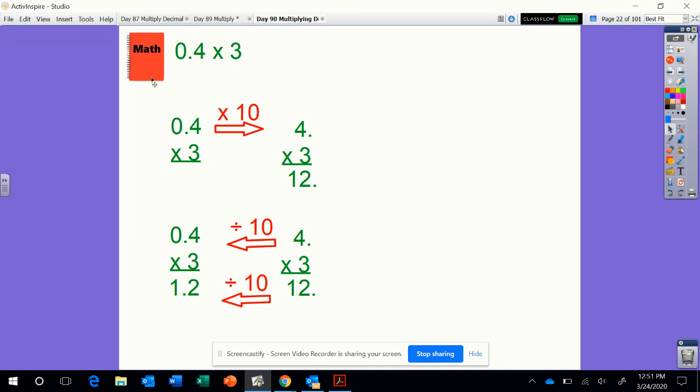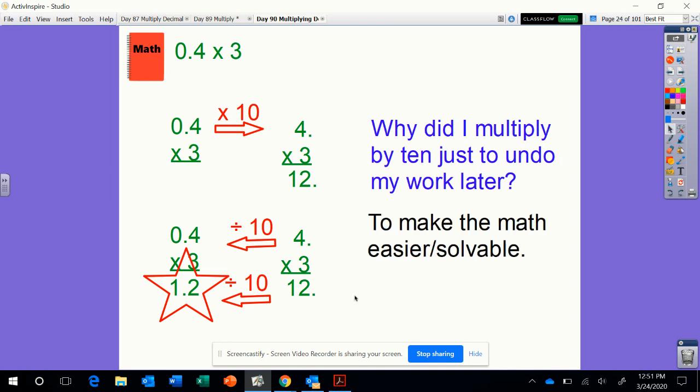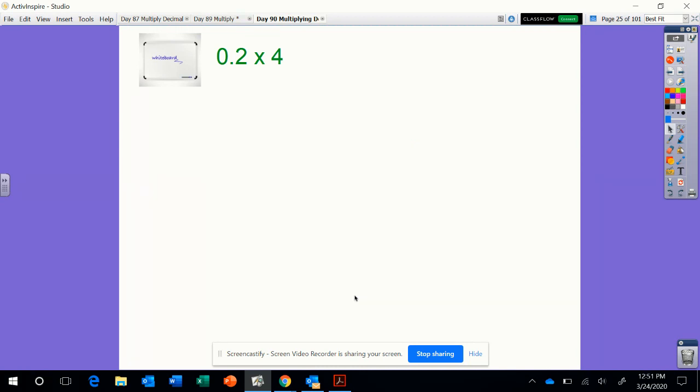So we moved the decimal out to multiply with whole numbers, and then we've got to put the decimal back to give us our actual answer. Okay, so why did I multiply by 10? Just to undo my work later, to give us some numbers that we can multiply by. We're going to make it easier and easier to solve. So I'm going to let you try this one. Multiply to get rid of your decimal, and then divide to put your decimal back. Go ahead and pause the video and try that one.